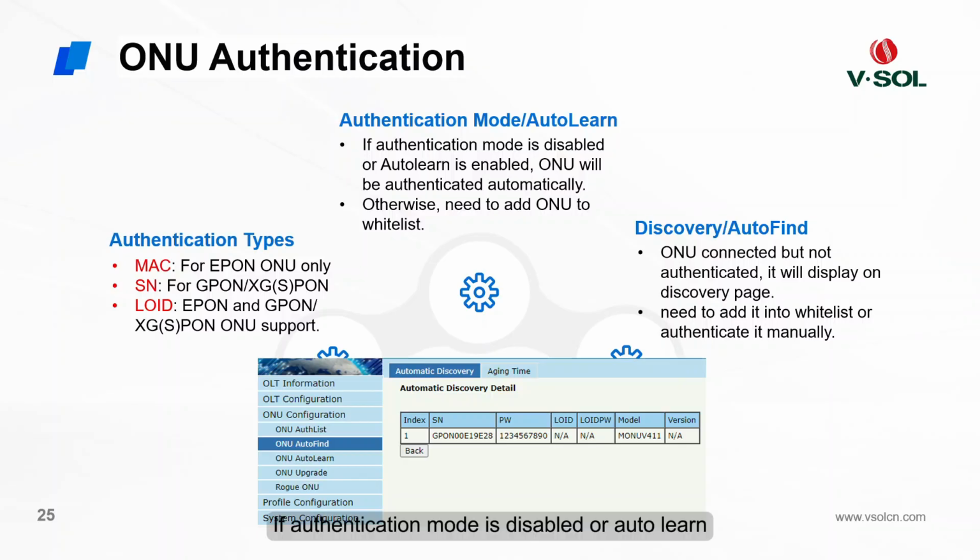If authentication mode is disabled or auto-learn is enabled, ONU will be authenticated automatically. Otherwise, we need to add the ONU into the whitelist. Before being authenticated, ONU will display on the discovery page. You need to add it into the whitelist or authenticate it manually.